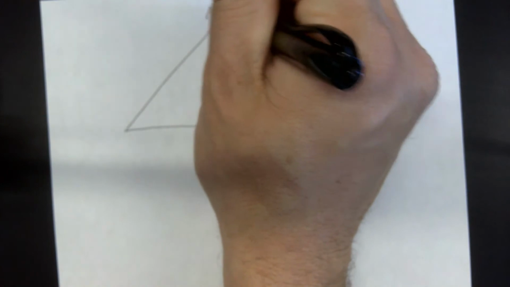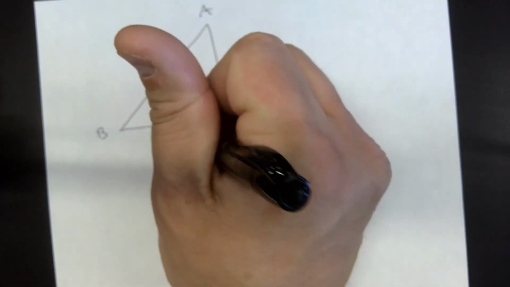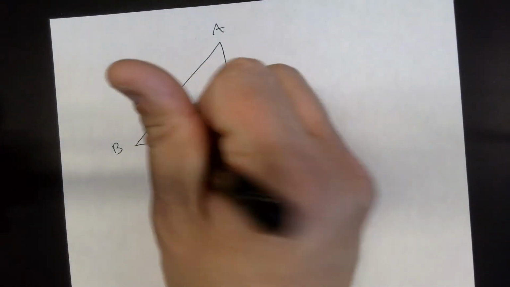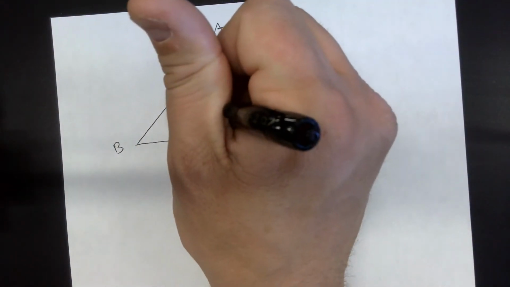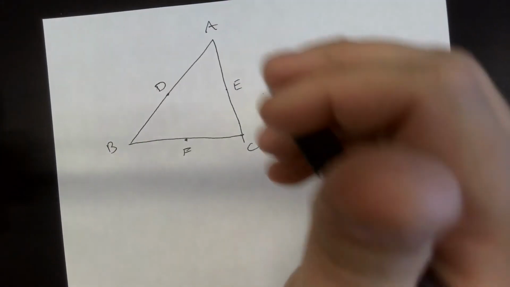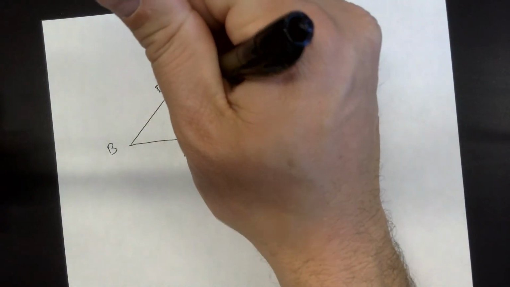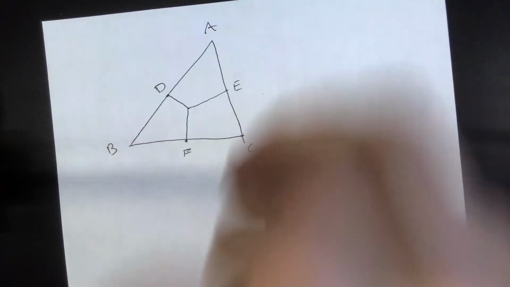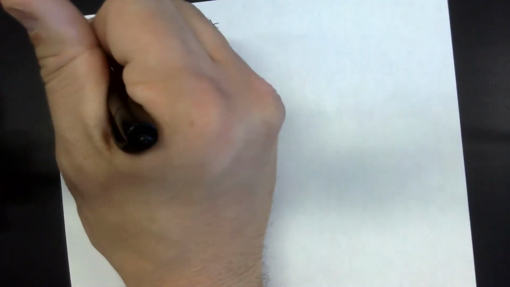So this is A, B, C. This is F. This is E. You should have copied the triangle. These things are called the perpendicular bisectors. Perpendicular bisectors extend perpendicularly away from sides. So remember, this is the circumcenter.